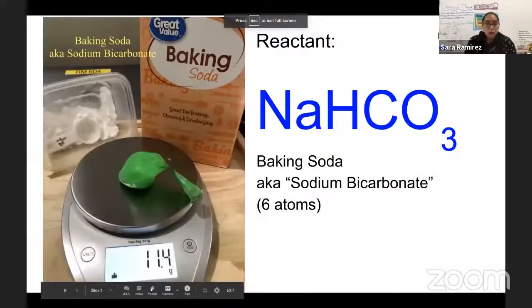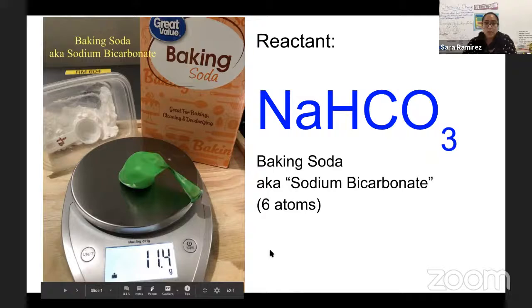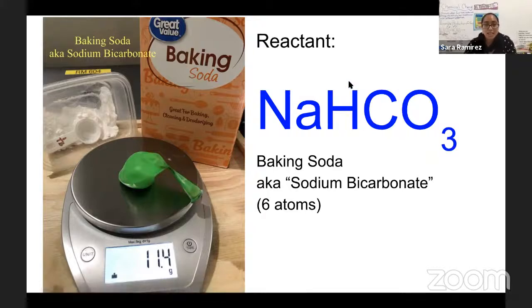So y'all are all familiar with the experiment with baking soda and vinegar, but we're going to go more in depth with it and how it uses chemical symbols. So our reactant is baking soda. Baking soda is also known as sodium bicarbonate, and it has 6 atoms total. So let's see how we got 6 atoms.